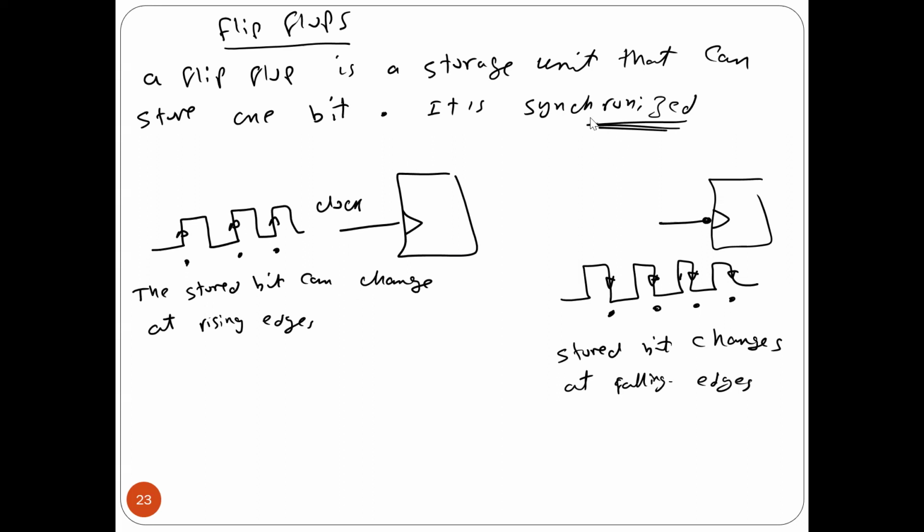So what do you mean by synchronous? That means we can only change the stored value at specific moments. The stored value cannot change here. The stored value can change here or here or here. So if I change the output here, I have to wait until the first rising edge to change the value. That's why you call it synchronization, because it's a specific time.